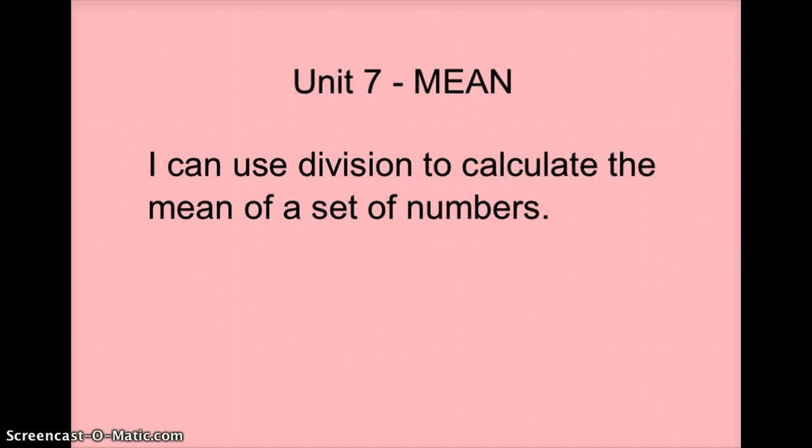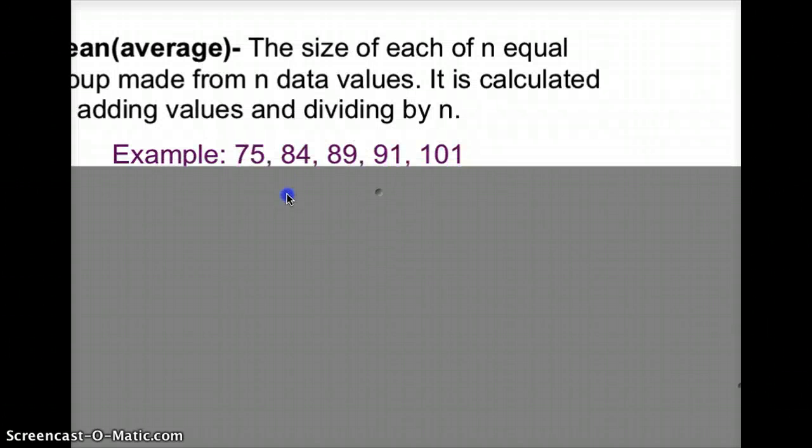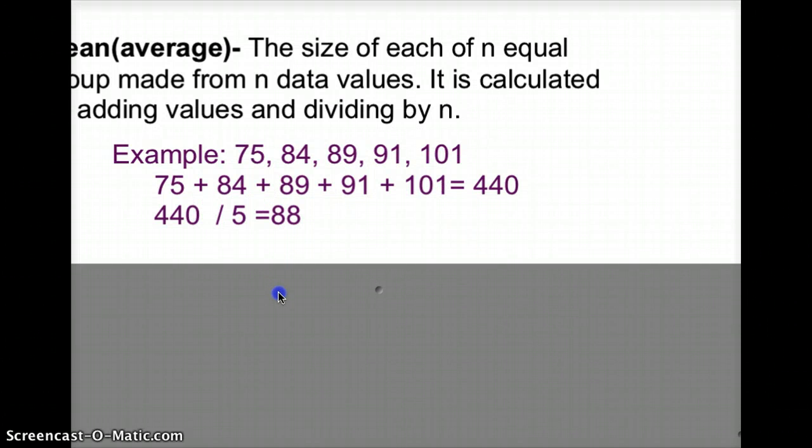The first thing you're going to do is get your vocabulary notebook out. You have one vocabulary word to write down today, and that is mean, which also means average. It is the size of each of n equal groups made from n data values. It is calculated by adding values and dividing by n.